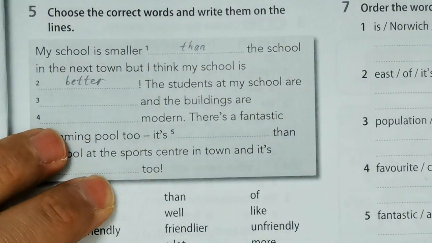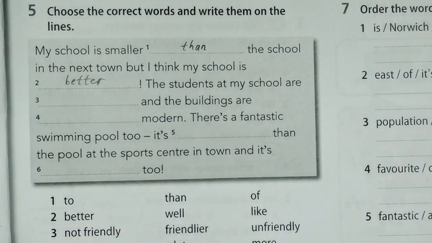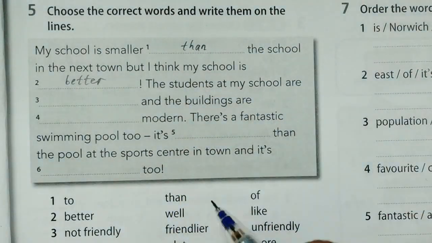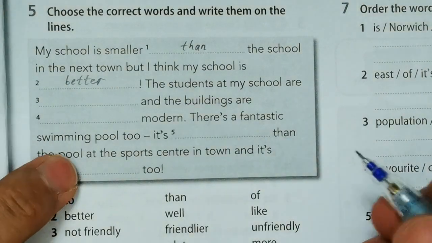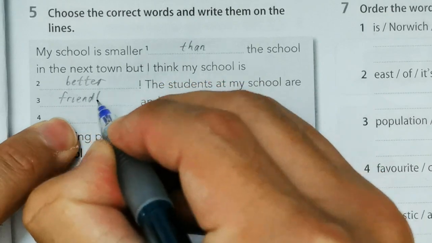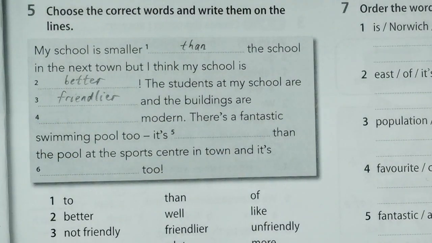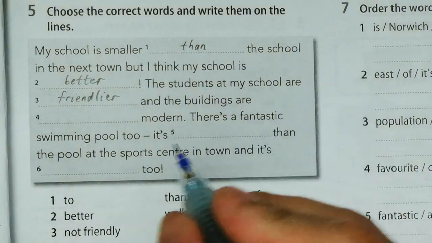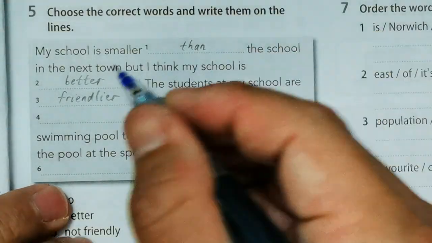We have double T and double E for better. The students at my school are friendlier here. It's not friendly or unfriendly, so friendlier. And the buildings are more modern. Here we will choose more rather than many or a lot. So more modern.